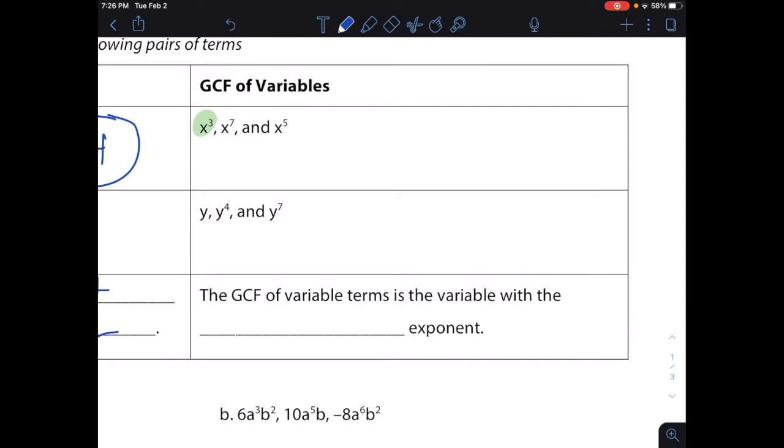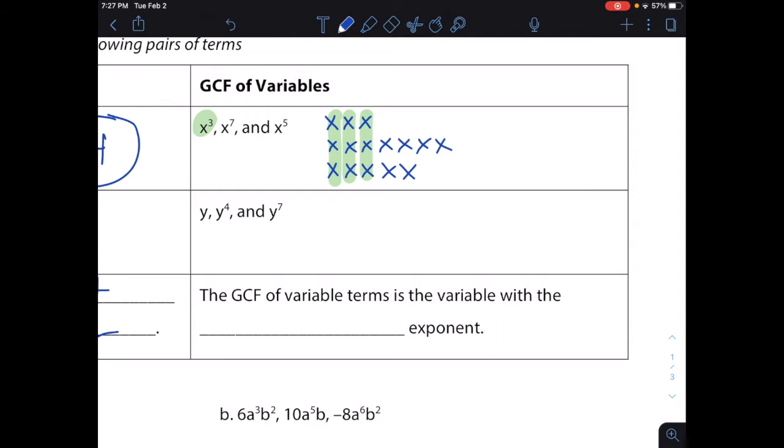So one way to look at this would be just to take each one of these and say, all right, I have x to the third is x times x times x. X to the seventh is 7 of them. And x to the fifth is 5. And then you just say, well, what do they have in common, right? Well, they have in common this 1 x. They have a second x, and they have a third x in common. And so we don't care if 2 of them have more in common. We just ignore those because they all have to have one in common for you to identify it as being part of the GCF. So in this case, the GCF is just x to the third.